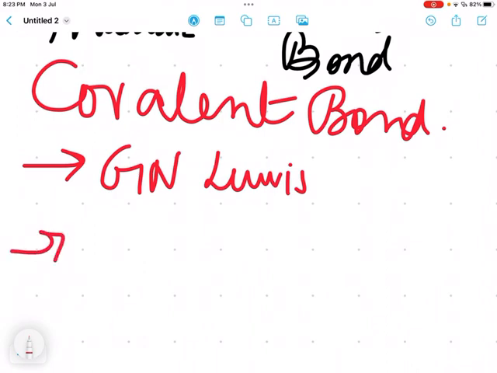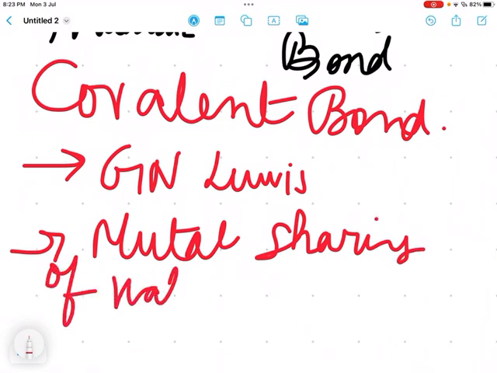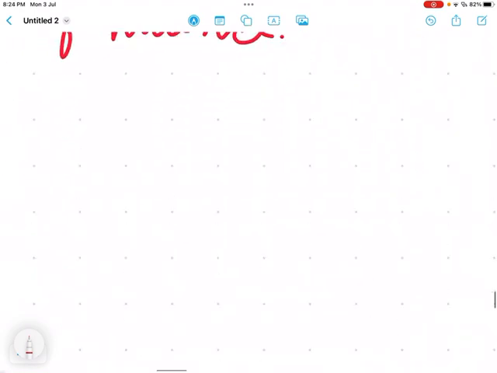Only unpaired electrons are involved in this. The number of covalent bonds an atom forms equals the number of its unpaired electrons. A phosphorus atom has 3 unpaired electrons. A phosphorus atom has 5 unpaired electrons in its excited state, so it can form 5 covalent bonds.